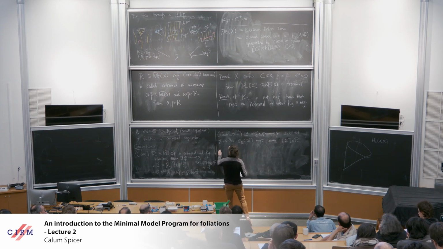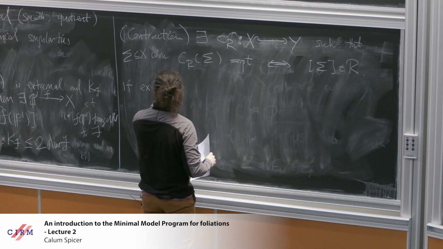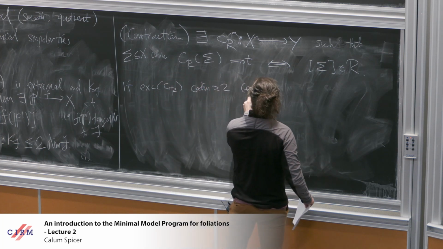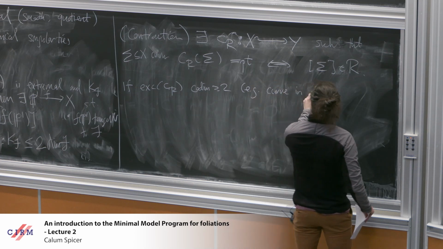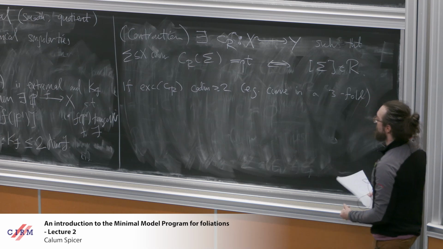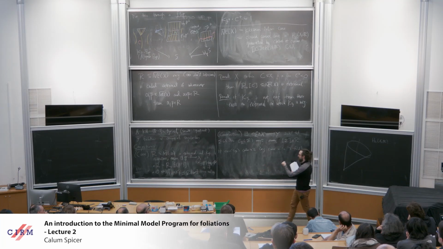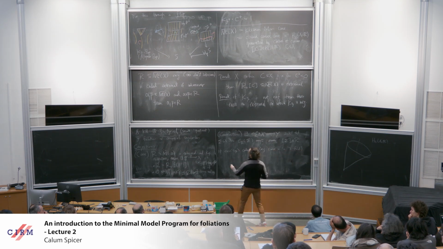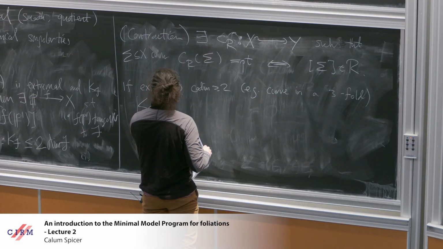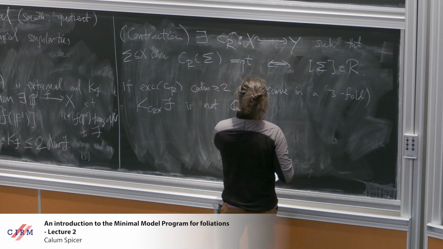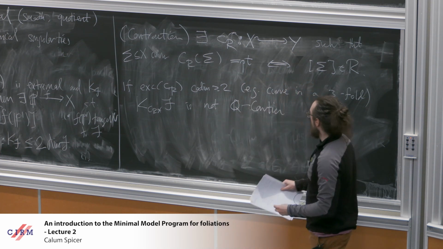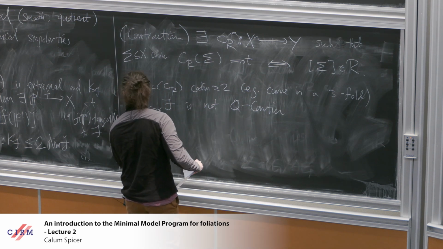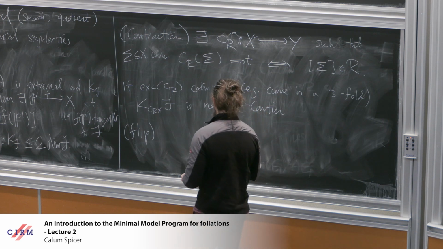Now, if the exceptional locus of CR is codimension at least 2, so e.g., it's a curve in a threefold, so in particular CR is not a fiber type contraction, so it's not a fibration, and CR is not contracting a divisor. So in every other case, the transformed foliation is not Q Cartier. And so to repair it, we have to do what we call a flip. So in this setup, a flip exists.